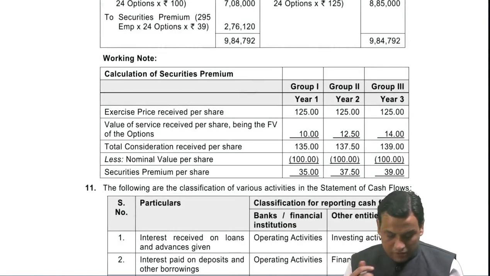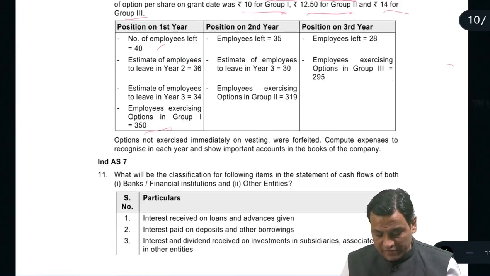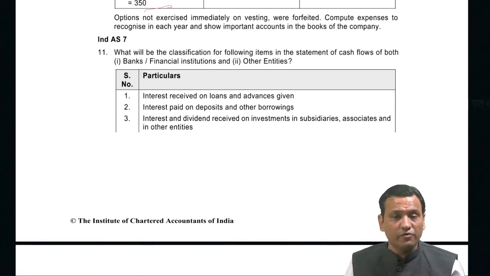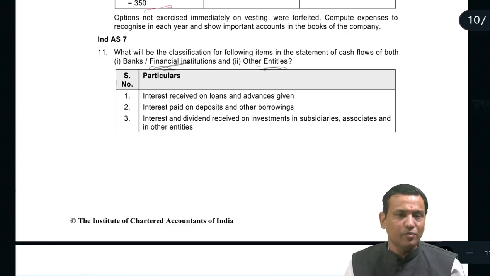Okay, now let us move on to the Ind AS 7 point. So what is Ind AS 7? Cash flow. What will be the classification for the following items in the statement of cash flows for both banks and financial institutions and other entities? I hope you remember now.